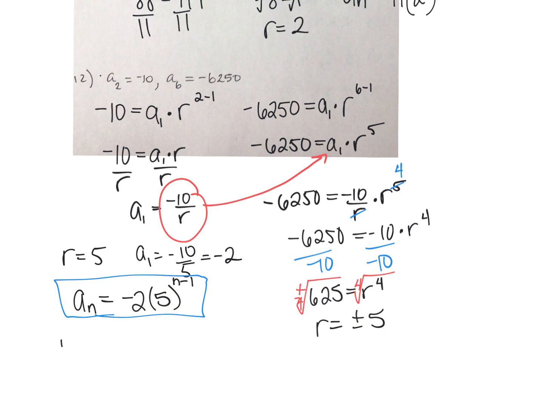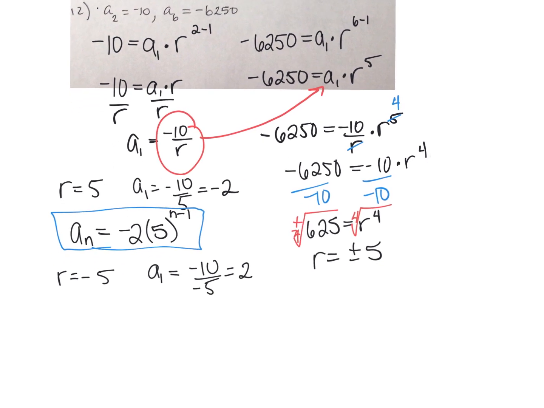Now what if r is negative 5? How does that change a1? Negative 10 divided by negative 5 is a positive 2. And then my equation is an equals positive 2 times negative 5 to the n minus 1. Right? Because I don't know enough information to know whether it's going to be the positive or the negative 5, because I don't have the terms in between to tell whether they've actually changed sign or not. So I have to write both possible equations.